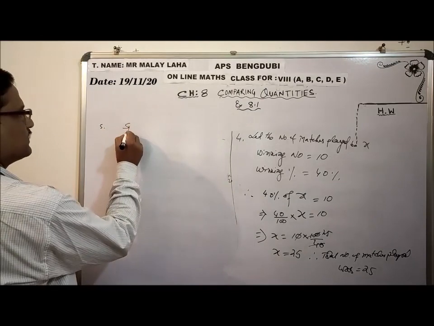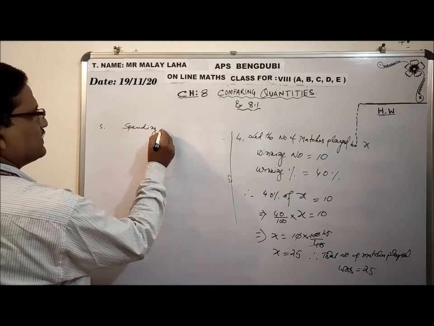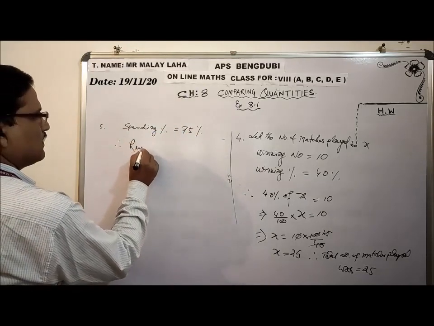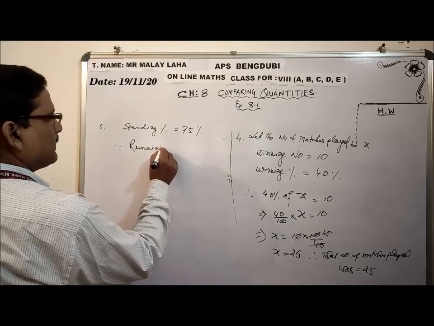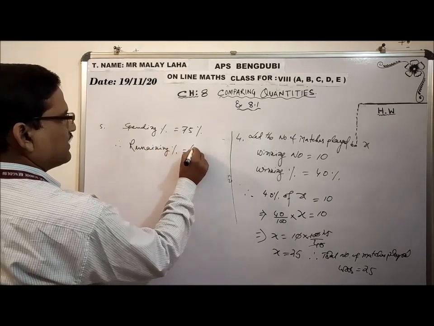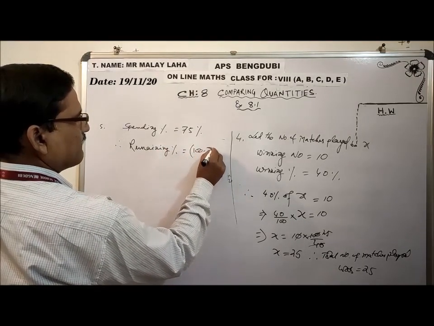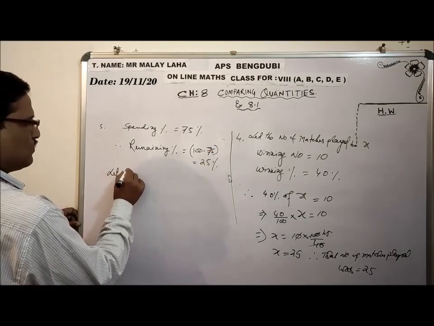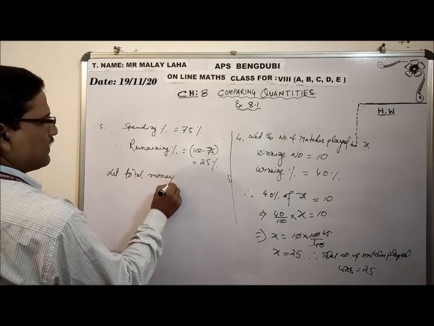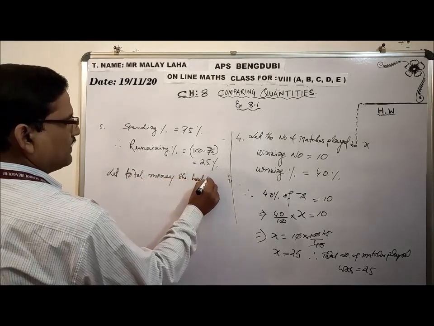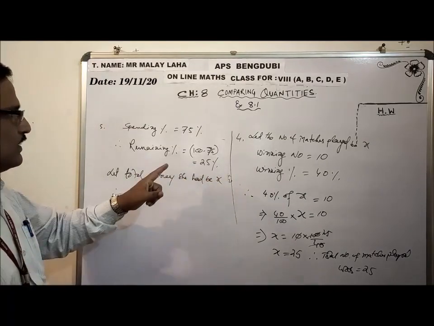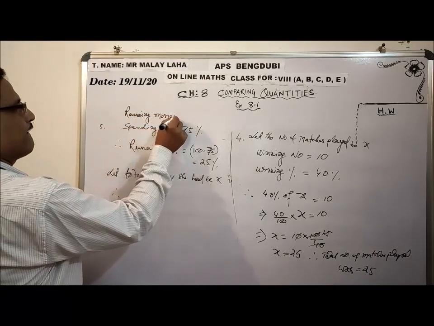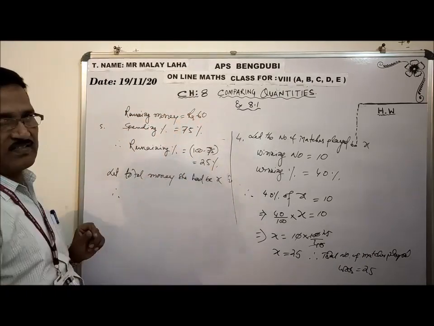Spending percent equals 75%. Therefore, remaining percent equals 100 minus 75, which is 25%. Let the total money she had be X. Therefore, the remaining money is rupees 60.